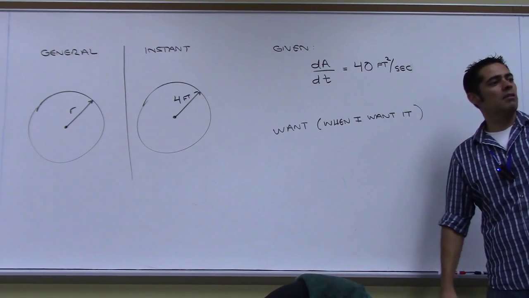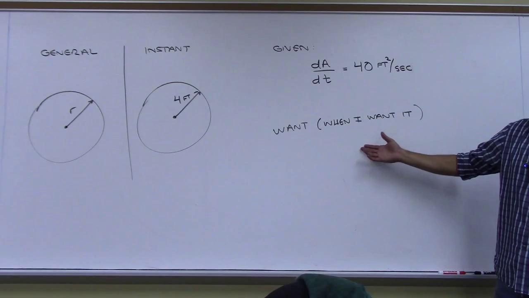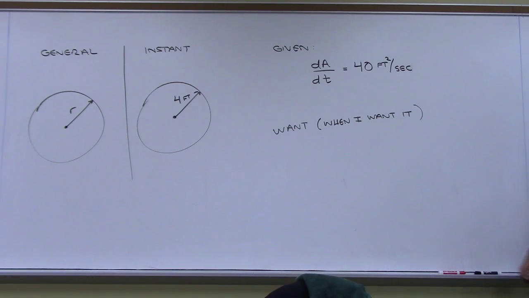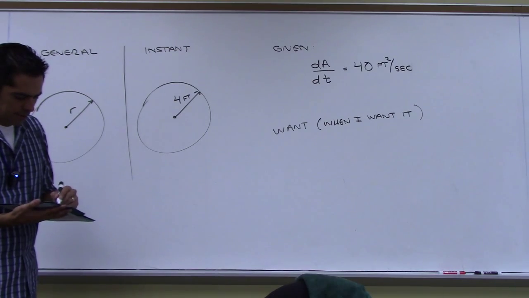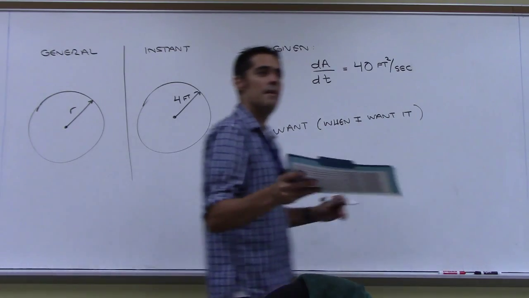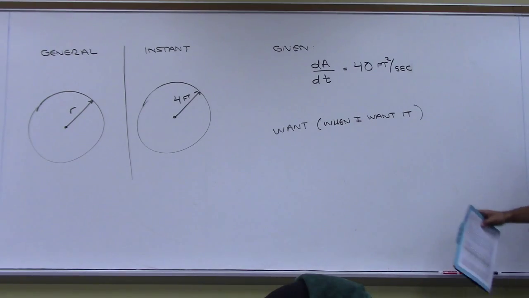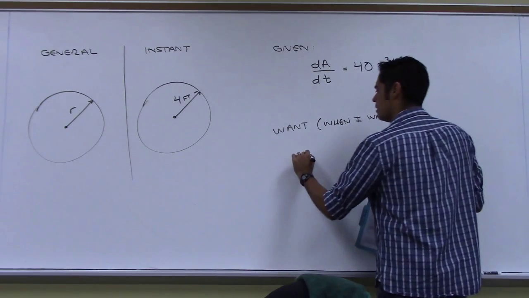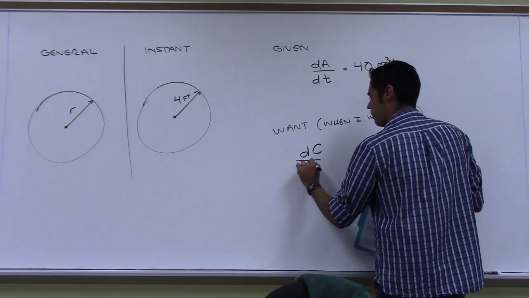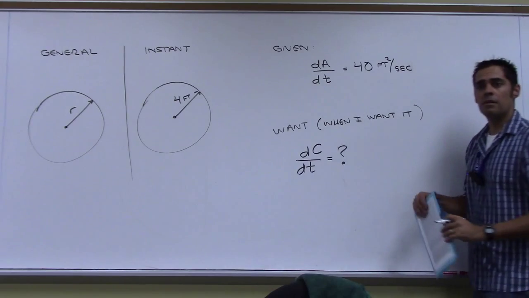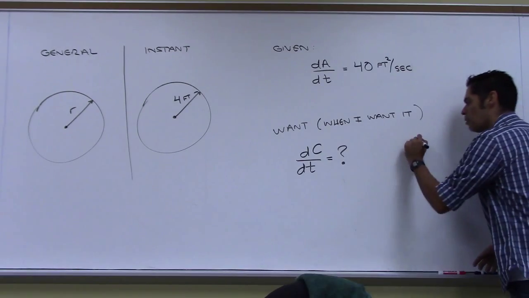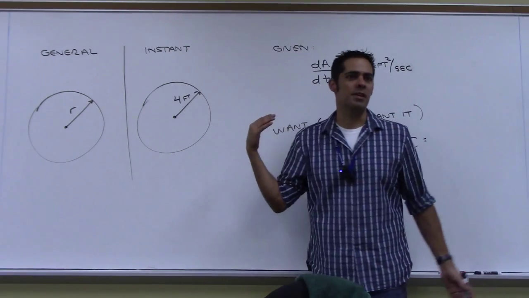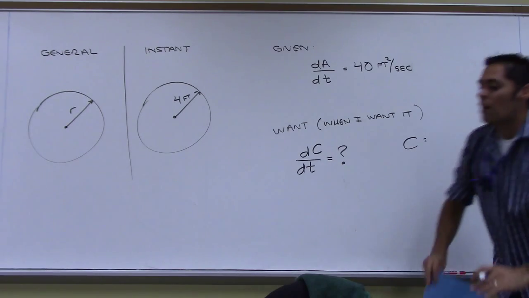All right, moving along, we'll go to the back. What do you want? You want the circumference. Okay, so you want to know how fast the rate of change of the circumference is. How would you like me to write that? dC over dt? That's what you want. Everyone agree? You want the rate at which the circumference is changing. You don't want C, right? You're not saying, oh, I want to know what C is, because if the radius is 4, you know what C is. That's not the question. This is related rates.